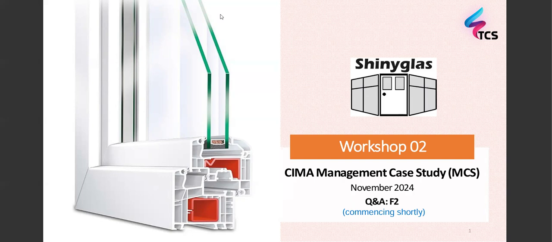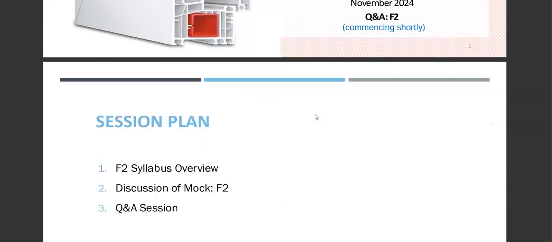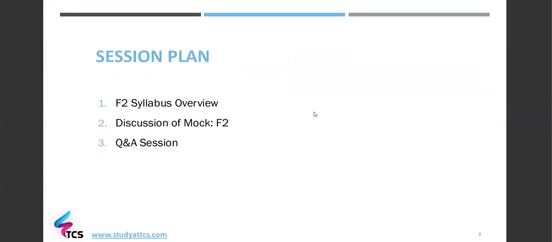So this is our second workshop, and in this workshop we will be focusing on F2 related preparation for the examination. So before we get started with the workshop, let's go through the session plan for today. First and foremost, I will be providing you with a syllabus overview, which could help you in tackling the F2 related requirements in the exam. And thereafter, we will look at an application of F2 related area with regards to a mock examination task.